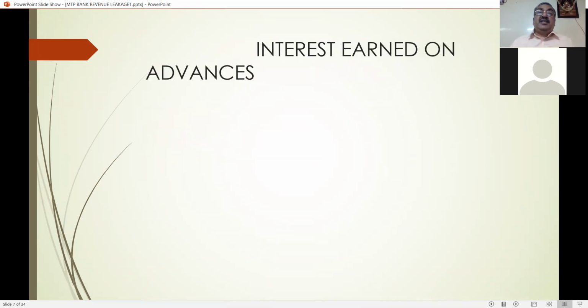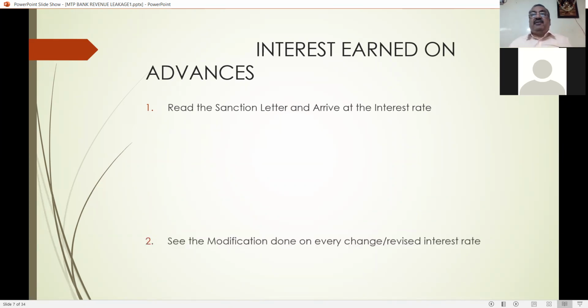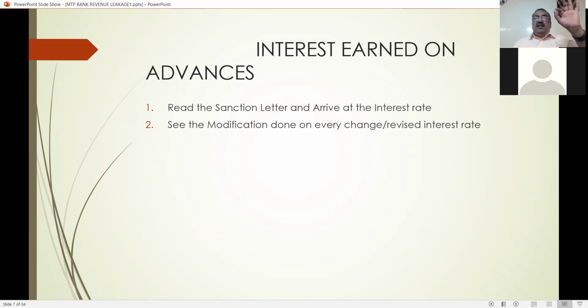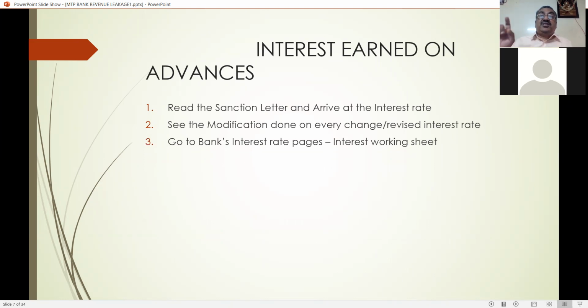Now, interest earned on advances. That means the bank has given the loan, and now the interest has been earned on the advances. So for this, please read the sanction letter and arrive at the interest rate, because that will be clearly mentioned in the sanction letter. If there is any change, every change has to be recorded, and go to the interest rate pages.